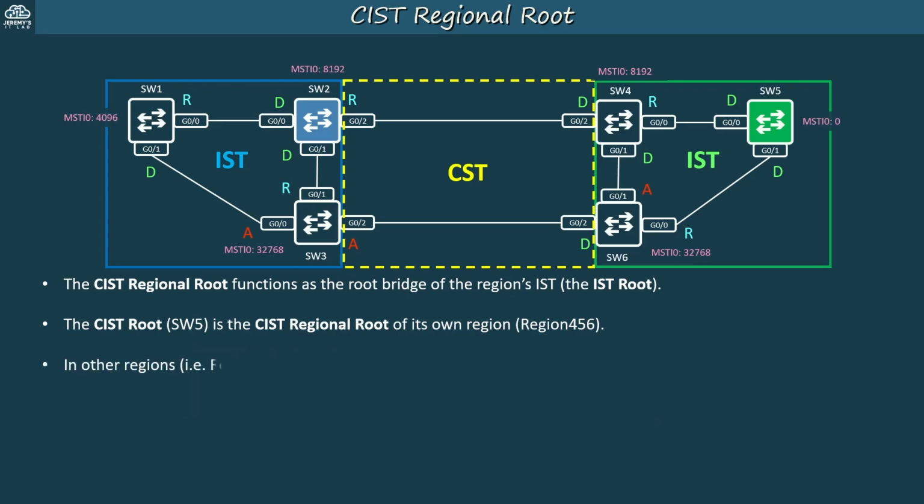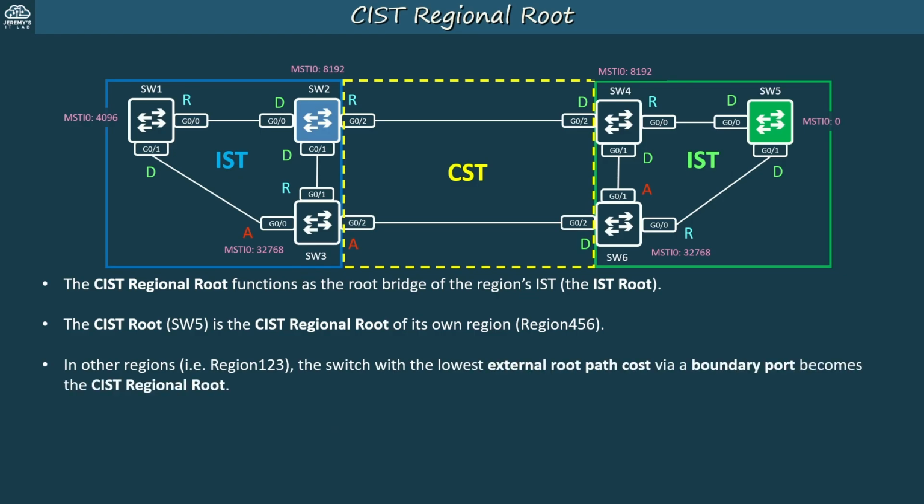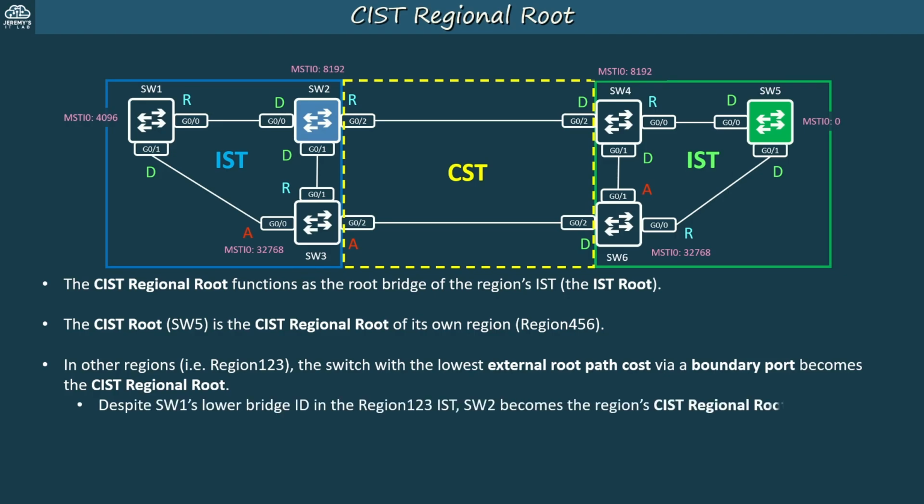In other regions that don't contain the CIST root, the switch with the lowest external root path cost through a boundary port becomes the CIST regional root. I'll explain what external root path cost is in a second, but this is why, despite switch 1's lower bridge ID in the Region 123 IST, switch 2 becomes the region's CIST regional root. Switch 1 has no boundary ports, so it is not a candidate to become the CIST regional root. Switch 2 and switch 3 each have 1 boundary port, so they are the 2 candidates.